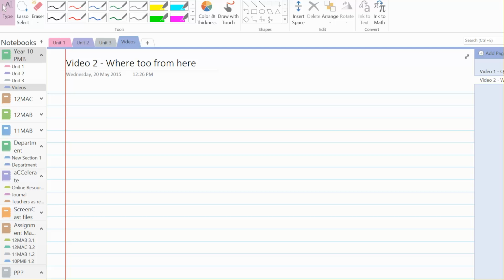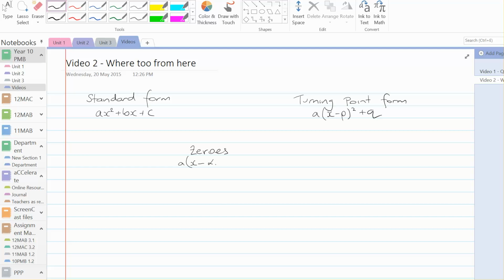So first of all, we are going to be talking about solving equations, but I'd really like to just remind you of the three forms: standard form, and that's ax squared plus bx plus c, turning point form, and that is a(x minus p) squared plus q, and of course zeros form, factored form or something like that, and that is a(x minus alpha)(x minus beta).